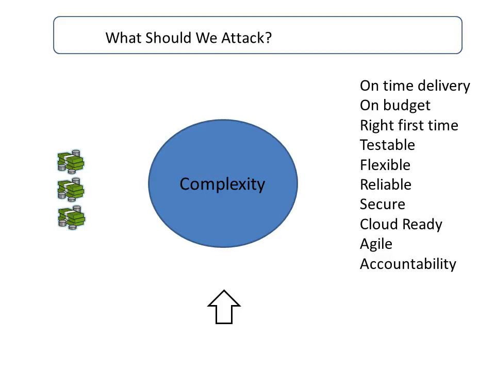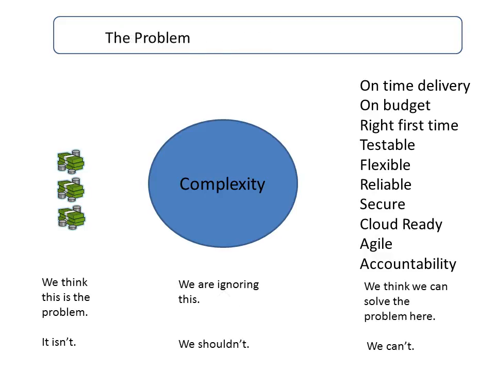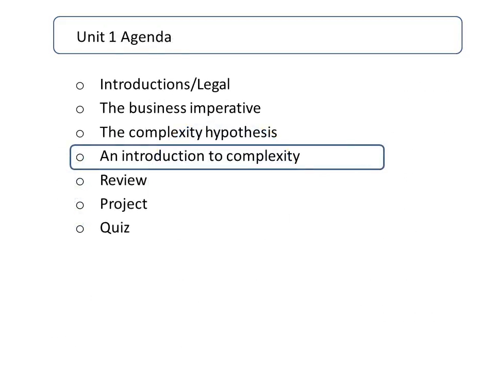The problem as to why IT is failing the business can be summed up in this slide. We think cost is driving the problem. It isn't. We're totally ignoring what is driving the problem, which is complexity, and we shouldn't. And we think we can solve the problem by focusing on the attributes, which we can't. If we're going to solve the real problem, which is complexity, we should start, of course, by understanding something about complexity. So let's take our first introduction to the topic of IT complexity.